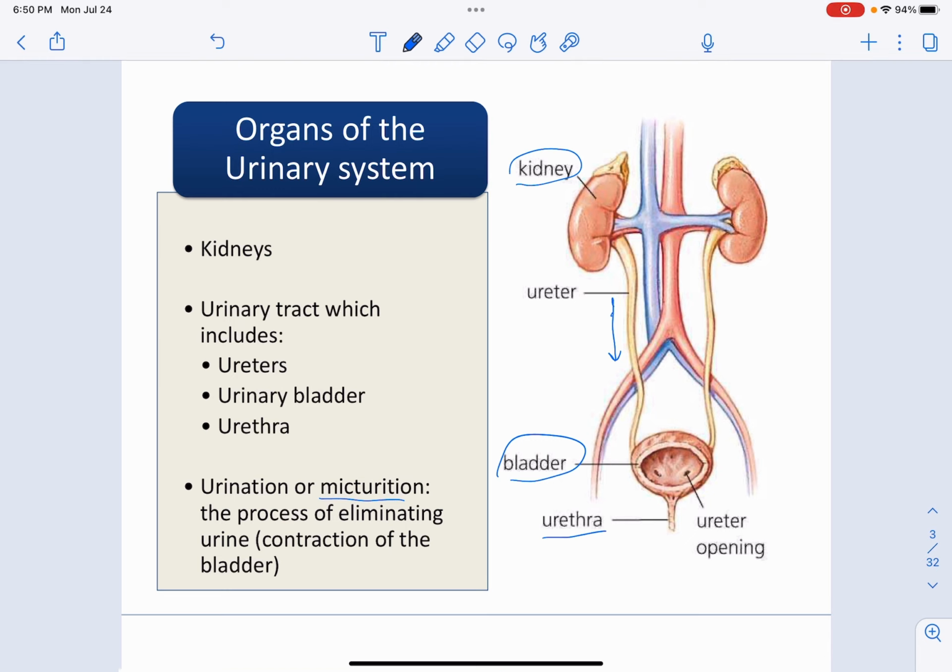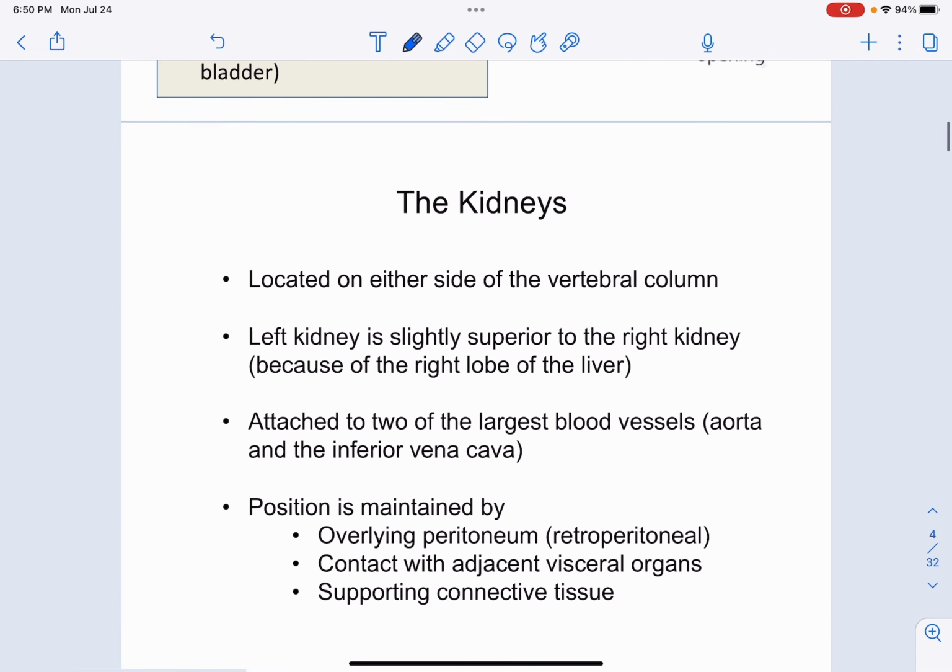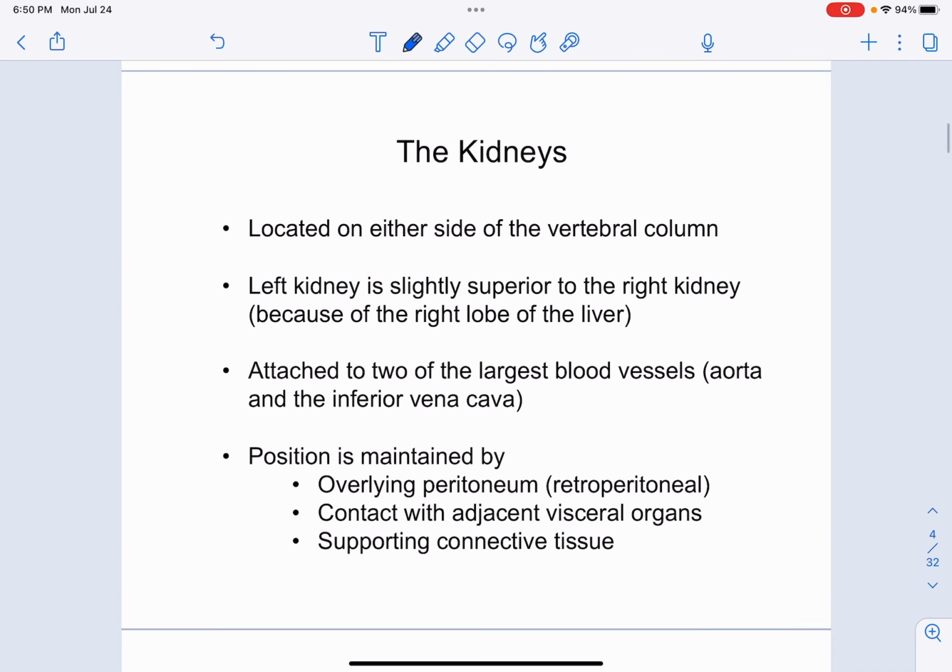All right, so we're going to start by talking about the kidneys, and then we'll work our way through these other organs. The kidneys are located on each side of the vertebral column in the inferior position. I'm going to show you that on the next slide. The left kidney is slightly superior to the right kidney. And this has to do with the fact that the right lobe of the liver is in that position. So the right kidney is going to be a little bit lower, and I'll show you that.